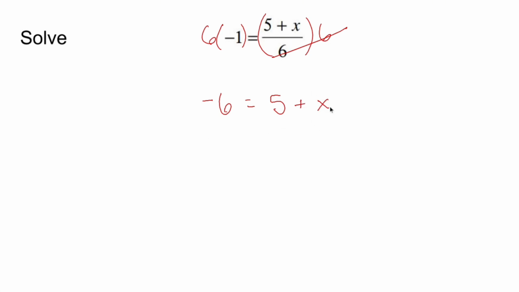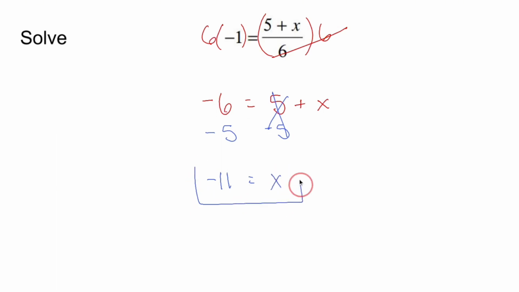X is not all by itself. 5 is floating around. It's a positive 5, so in order to get rid of a positive 5, you subtract 5 from both sides because subtract is the inverse of positive. Negative 6 minus 5 is negative 11. Drop down the equals, drop down the x.